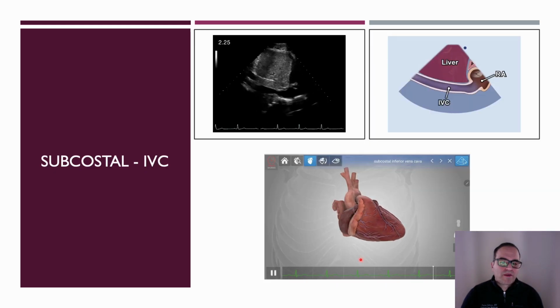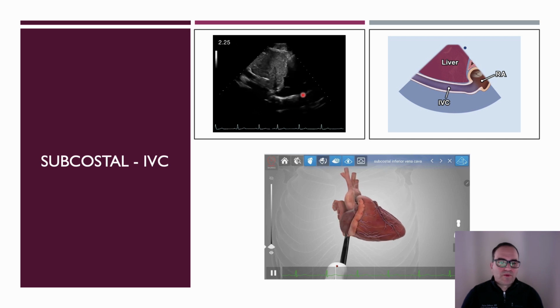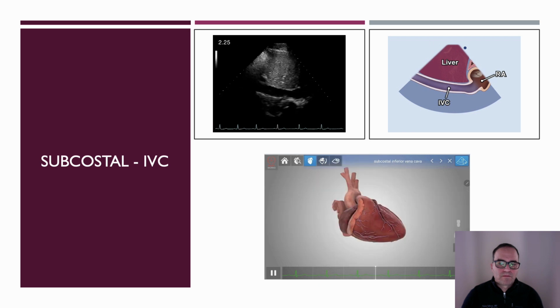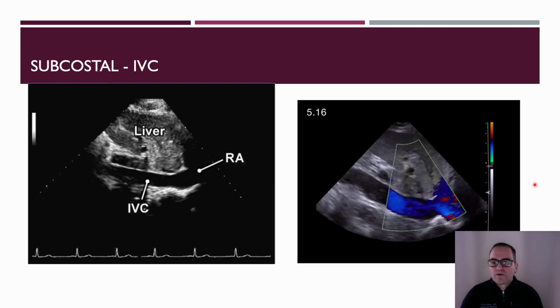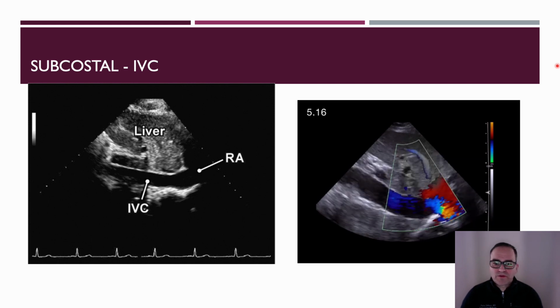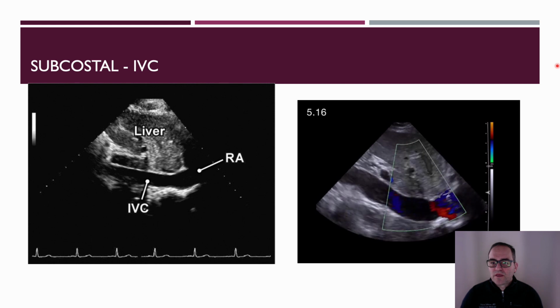By rotating your index marker from 3 o'clock counterclockwise to around 12 o'clock, the IVC can be visualized. It's important to see the RA in order to confirm that you are actually seeing the IVC. You can see the IVC, the RA. The IVC collapsibility in spontaneously breathing patients correlates with the right atrial pressures. So with inspiration, the IVC drains into the RA and the IVC diameter gets smaller.